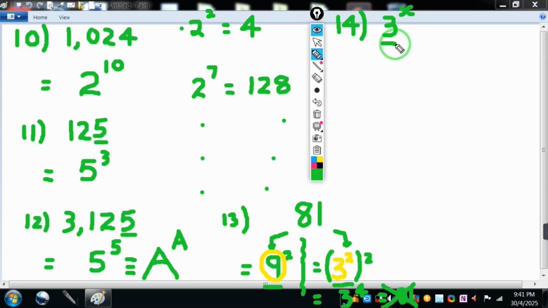Very good. And what is the base? Of course, this big 3 is the base. And what is the exponent? x is the exponent. That's it. Finito. Let's go to number 15 because that's what they ask.